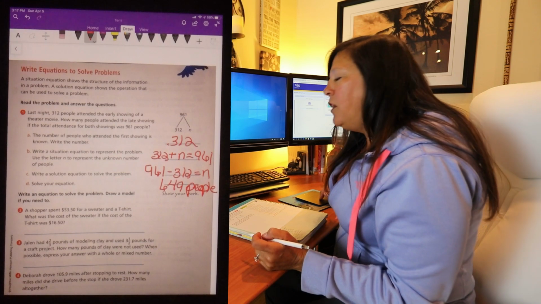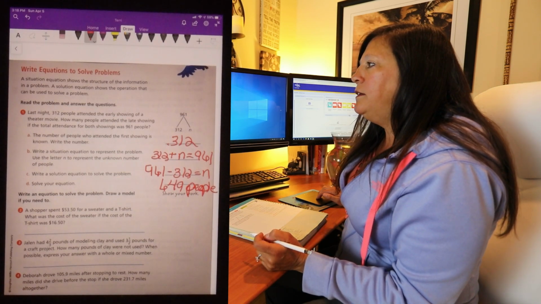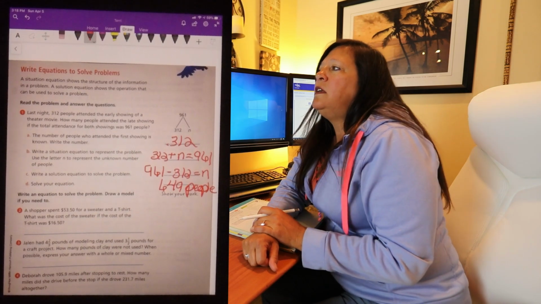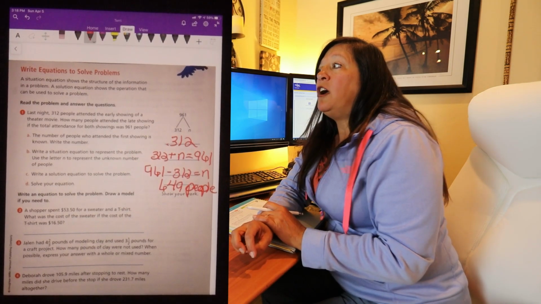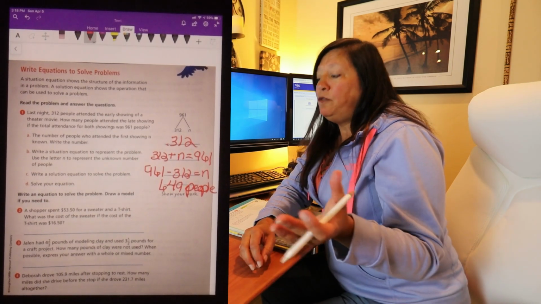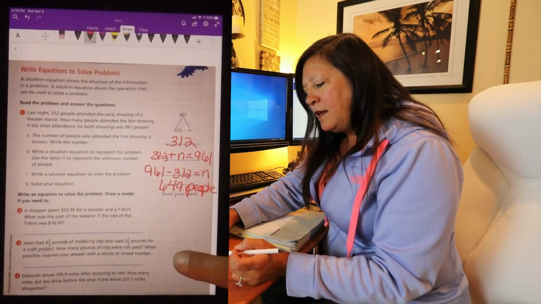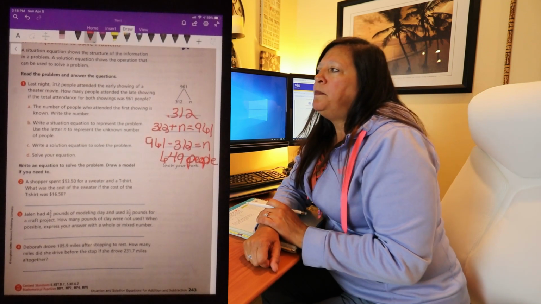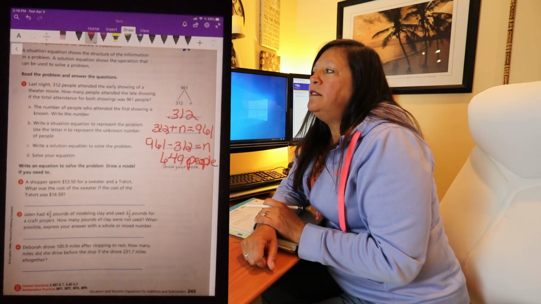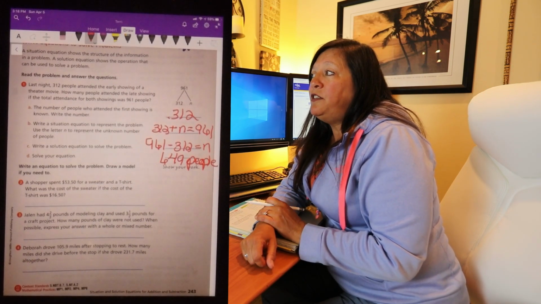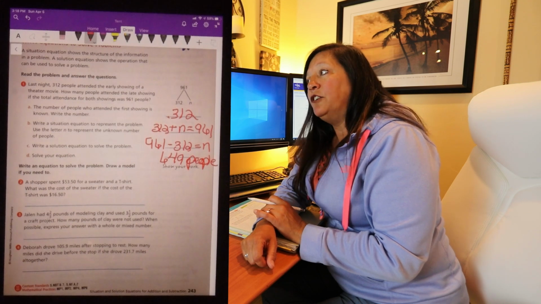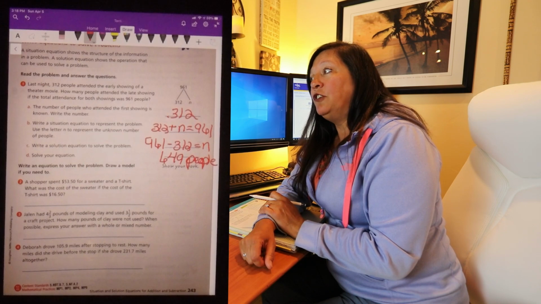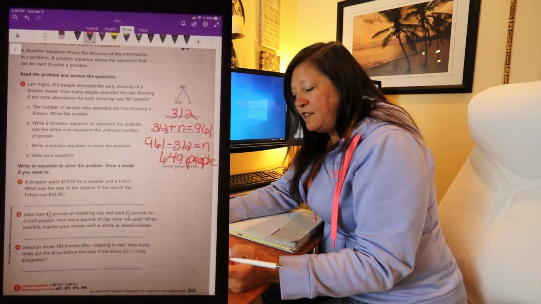Okay? All right, we're going to move on down the page here. You should be following along on page 243 again. Okay, so let's do a couple more of these together. Draw an equation to solve the problem. Draw a model if you need to. And I'm going to draw the models so that you have those to look at and refer to. Okay? Number 2, a shopper spends $53.50 for a sweater and a t-shirt. What is the cost of the sweater if the cost of the t-shirt was $16.50?